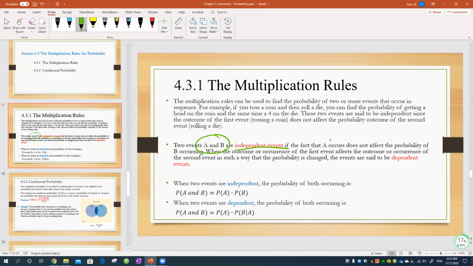So when two events are independent, the probability of A and B is going to be probability of A times probability of B. If they're dependent, then the probability of both occurring is going to be probability of A and B equals probability of A times probability of B given A. So this term is the conditional probability. So now let's look at that.